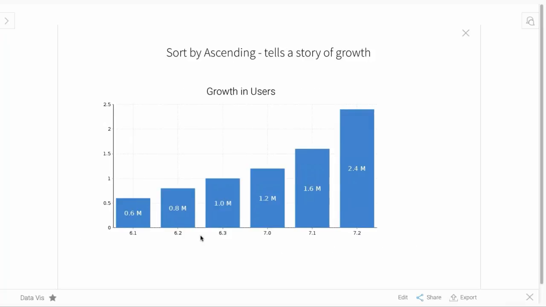Another way to display the sorting is ascending. So you would use ascending when you want the data to tell a story that has a flow, for example, from earliest to latest. This works really well with things such as product iterations or growth. And it can also work really well if you're using months or years in a bar chart too.